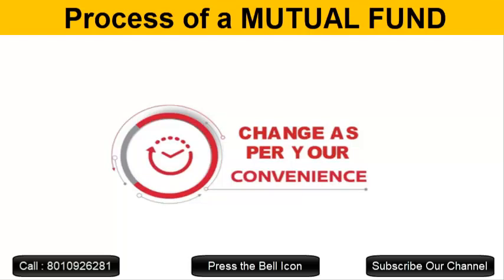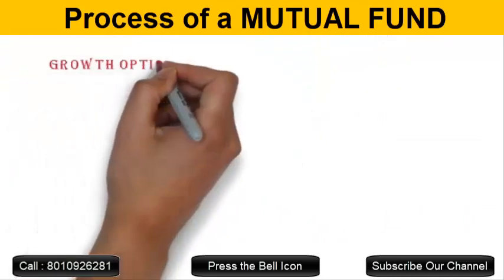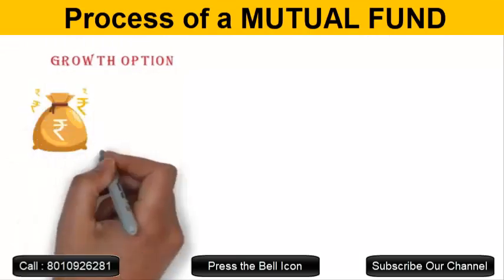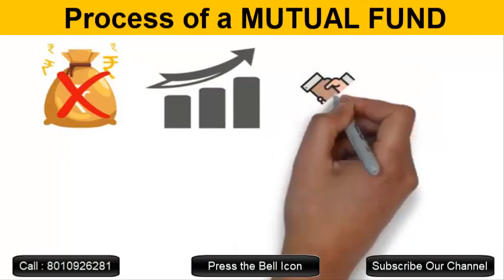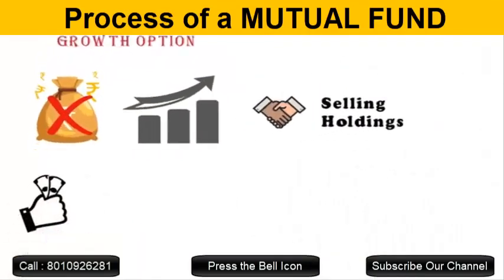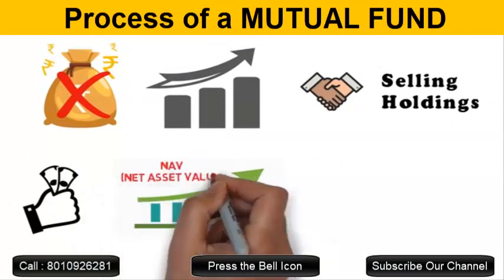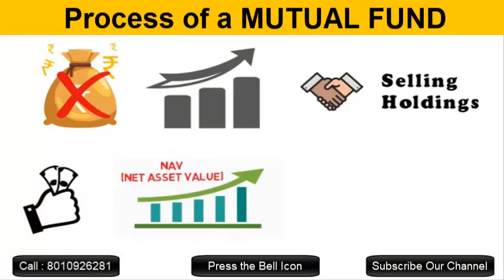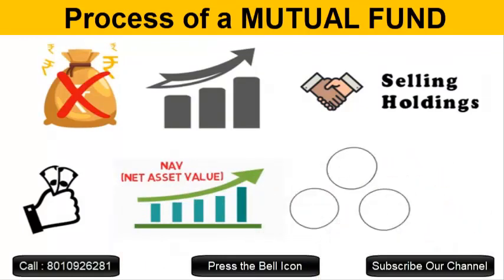Now let's know about all the options, what exactly are growth, dividend, and dividend reinvestment. Growth option: in this option the scheme does not pay any dividend but continues to grow. Gains, if any, made by selling the fund's holdings are invested back into the scheme. This is seen in the rise of the NAV, that is the net asset value of the scheme. The number of units with the investors remains the same.